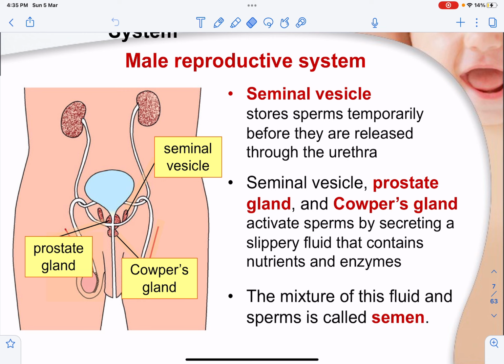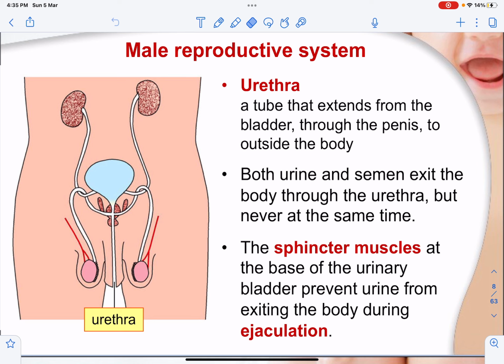The urethra is a tube that extends from the bladder through the penis to the outside of the body, and both the urine and the semen will exit the body through the urethra, but never at the same time. The sphincter muscles at the base of the urinary bladder help prevent urine from exiting the body during ejaculation.